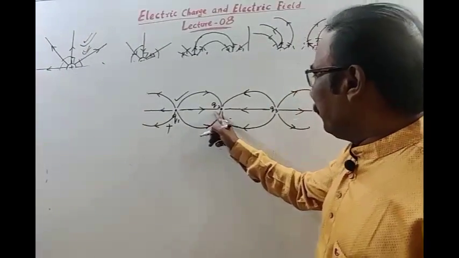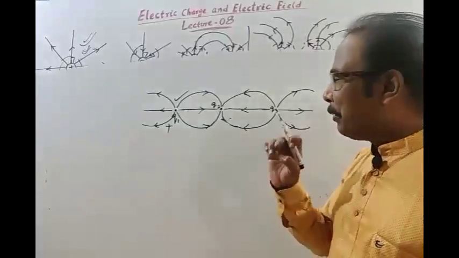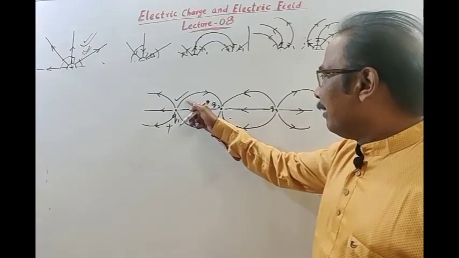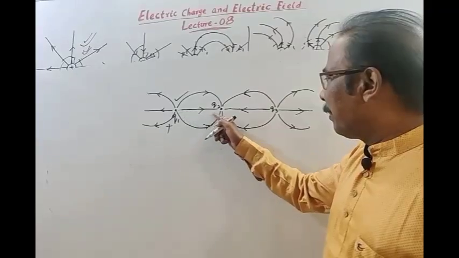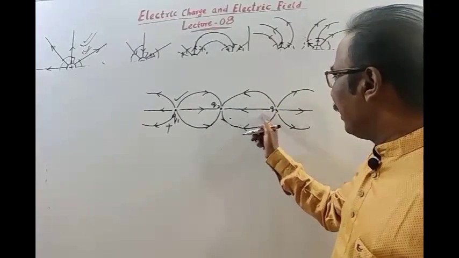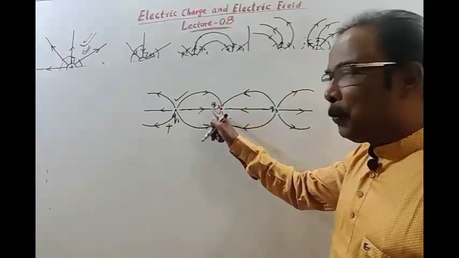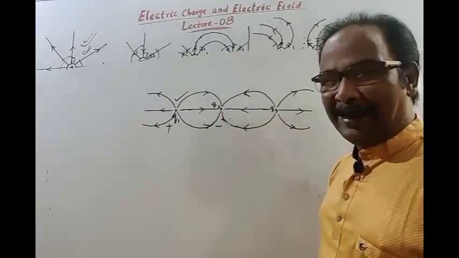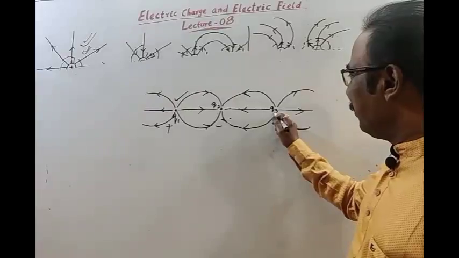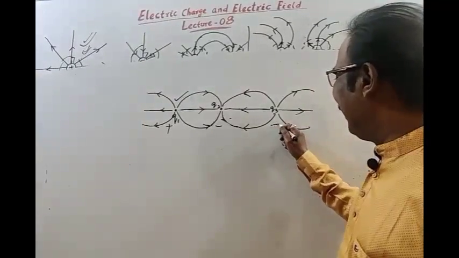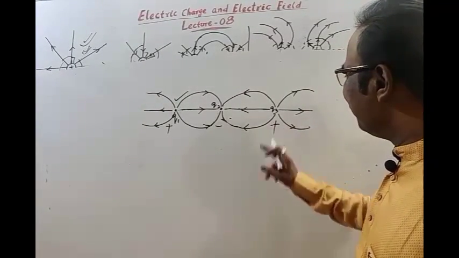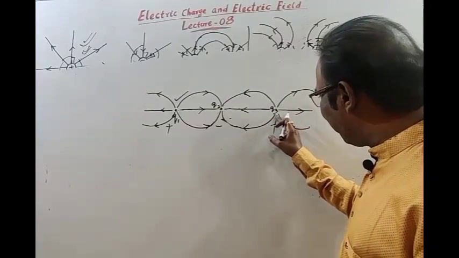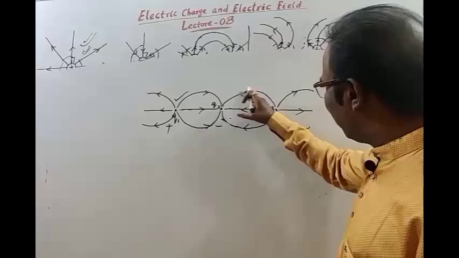Then about Q2. Lines of force terminate on a negative charge. See, this is Q2. These are the field lines coming from Q1 and these are the field lines coming from Q3 towards Q2. So obviously Q2 is negative. Then about Q3. This is positive, because electric field lines start from the point charge Q3 and move in both directions.